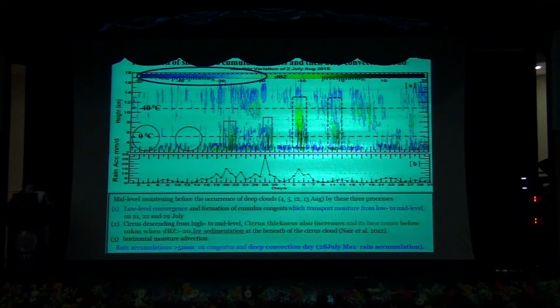This slide shows the transition from shallow non-precipitating cloud to deep precipitating cloud through the occurrence of congestus.